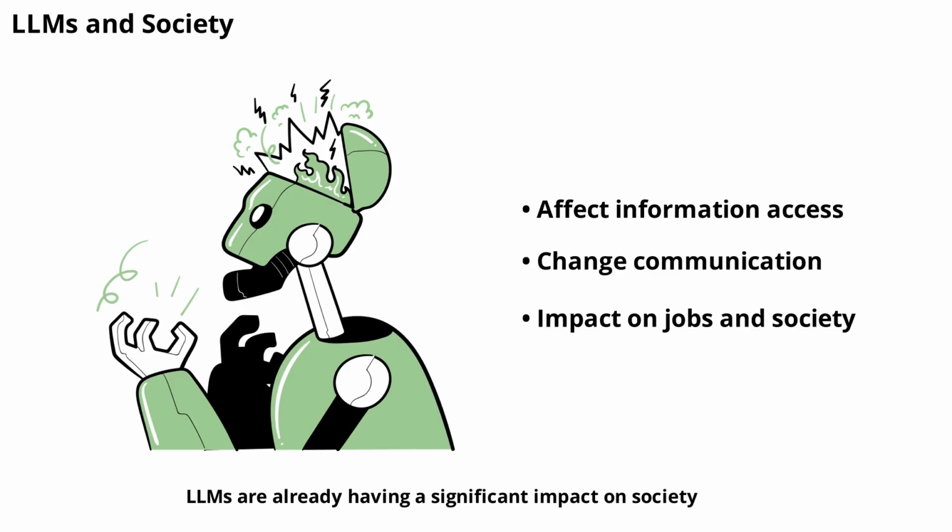LLMs are already having a significant impact on society. They're changing how we access information, communicate, and even make decisions. As these models become more integrated into daily life, it's important to consider their broader social implications, from job automation to the spread of information.